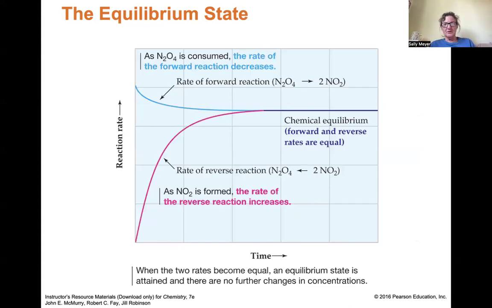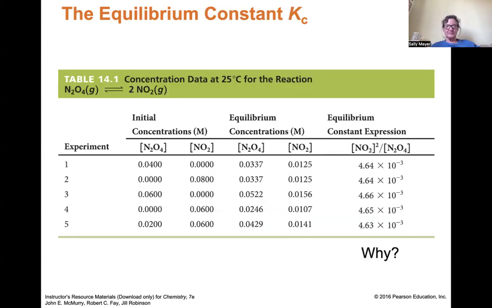As the N2O4 is consumed, the rate of the forward reaction goes down, because remember from our kinetics chapter, the rate of a reaction is dependent on the concentration of the species present, and the rate changes as that concentration changes. As the rate forward is going down because N2O4 is going down, the rate backwards is going up because NO2 is being created, and so its concentration is getting larger. The rate forward is going to equal the rate backwards when we reach equilibrium.